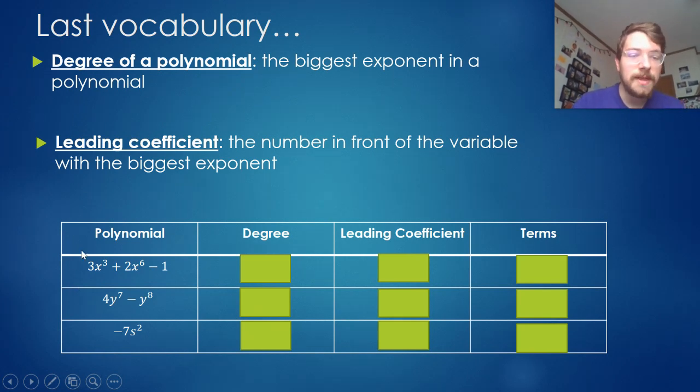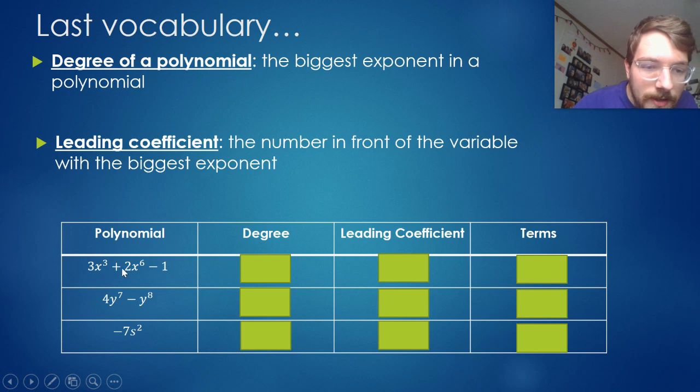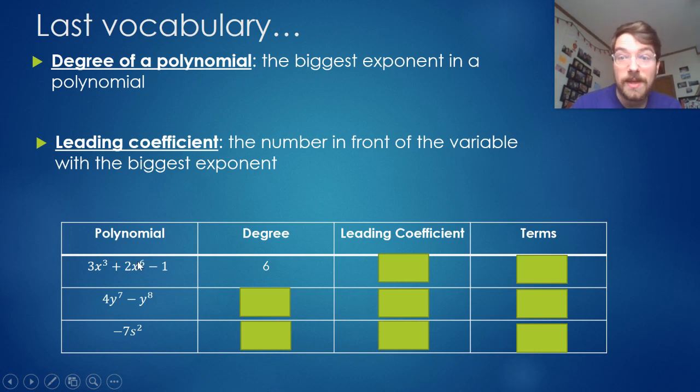So this first polynomial, I got 3x to the third plus 2x to the sixth minus 1. And when I'm asking for a degree, don't forget, I'm looking for the biggest exponent in a polynomial. So we're just going to go right here, scan all these exponents. Oh, boom. There it is. 6. That's the biggest one.